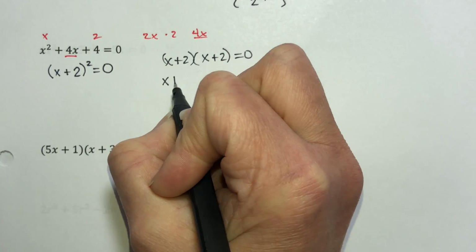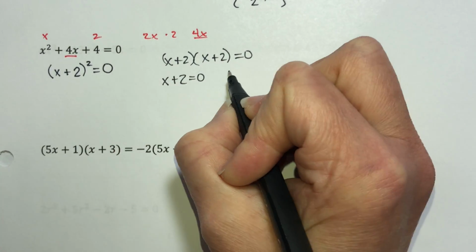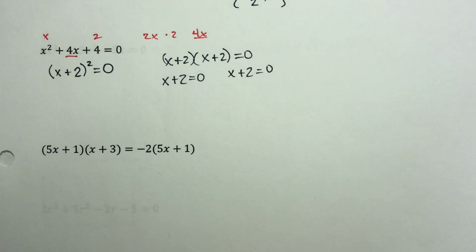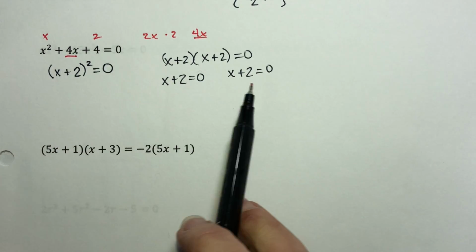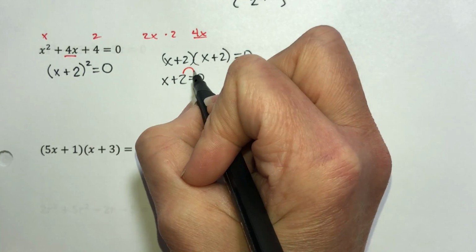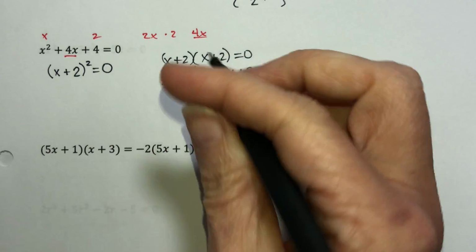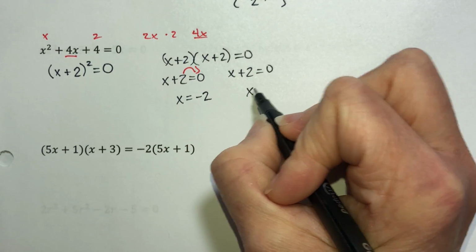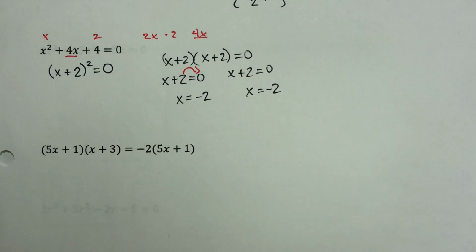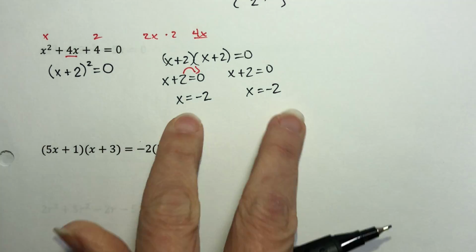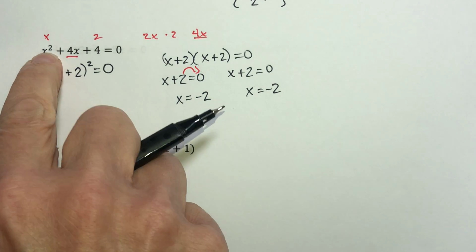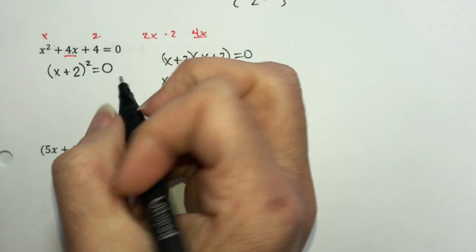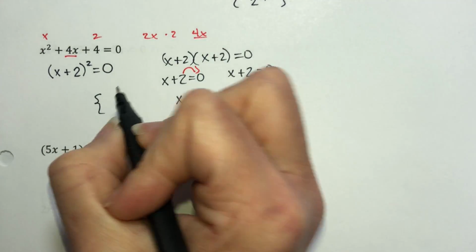Technically, we take each of those, set it equal to 0, and solve. But I know that you see that this is ridiculous, solving exactly the same thing twice. So if I subtract 2 here, I'm going to get x equals negative 2. Here, it would be the same, x equals negative 2. Technically, I got this answer twice, so it does match with that square. We just normally don't write our answer twice. Your answer is negative 2.